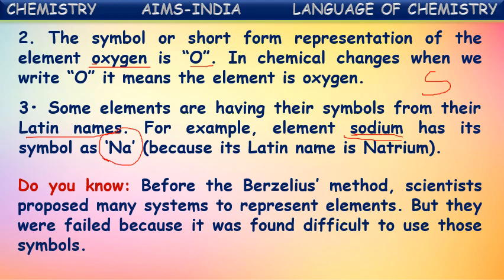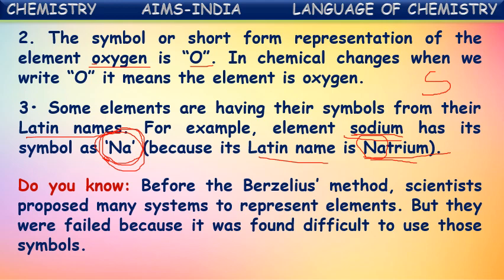To avoid such confusions, scientists took the Latin names for some elements. So sodium is Na. Where did this Na come from? It came from the Latin name natrium. Sodium in Latin is natrium. In natrium, the first two letters are N, which is capital, and a, which should be small. So sodium is always represented with the symbol Na. That Na came from its Latin name natrium.